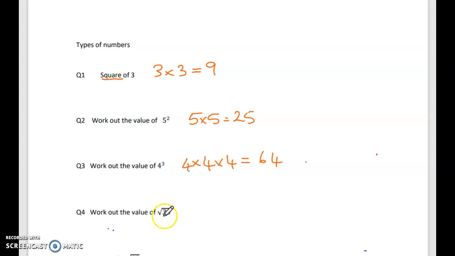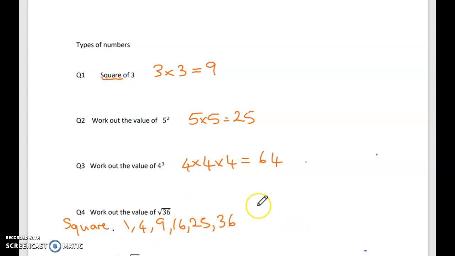Right, this symbol here is called square root. So you need to know your square numbers first to know what the square root is. The square numbers are the numbers in turn multiplied by themselves. So this is the third square number because you're multiplying 3 by itself. The first square number is 1 because it's 1 times 1. 2 times 2 is 4. 3 times 3 is 9. We've done that. 4 times 4 is 16, 5 times 5 is 25, and 6 times 6 is 36.